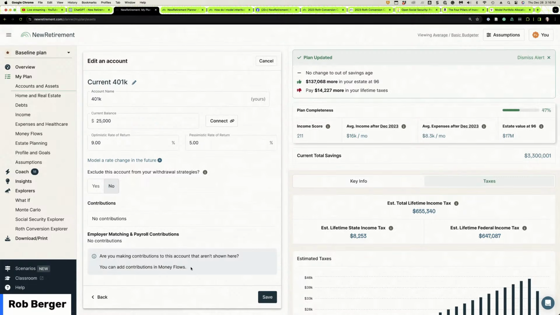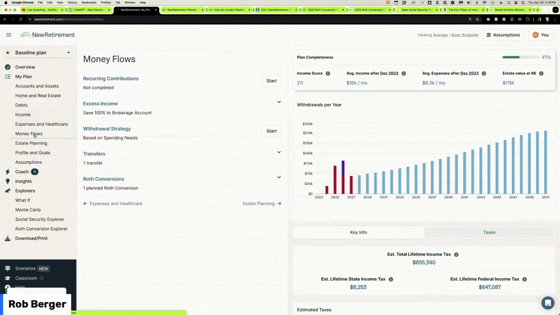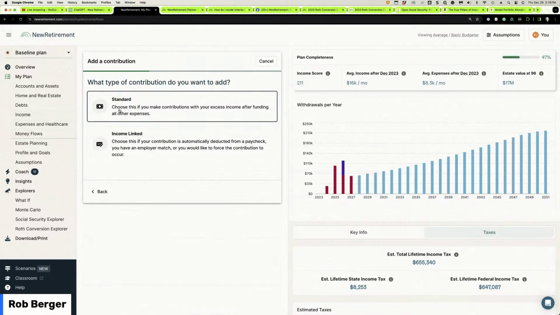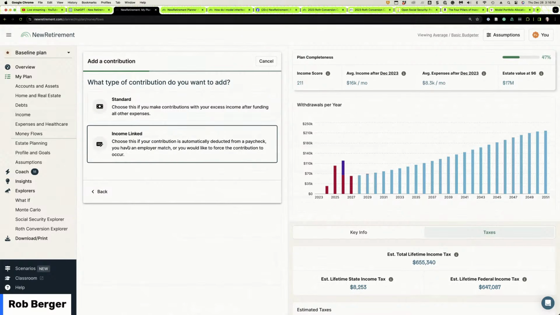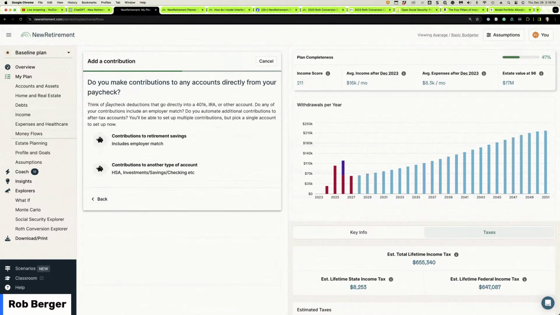You can add contributions and money flows. Oh, okay. Money flows. Recurring contributions. Do you have any recurring contributions to savings you'd like to model? Yes. It's income linked. Now, let's see here. Contributions includes employer match.